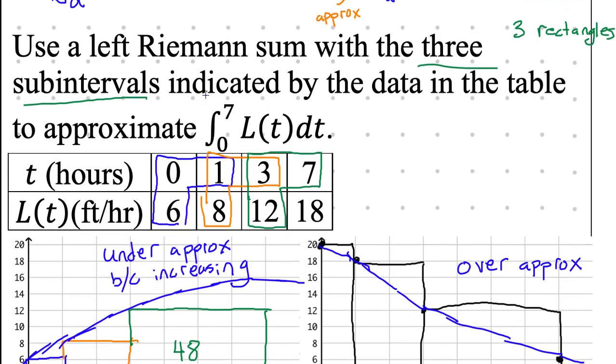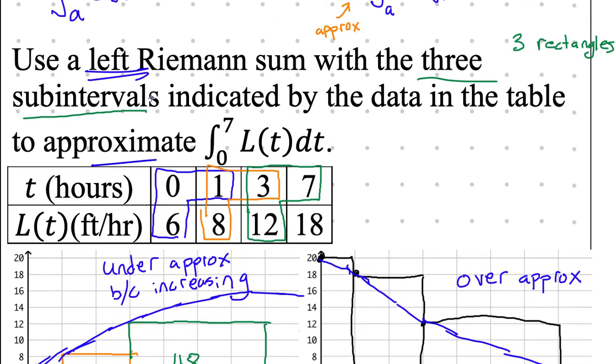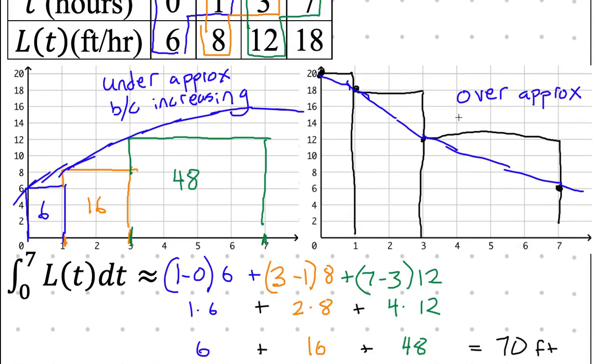And as Arrow said, this only applies to a left Riemann sum. When I say right Riemann sum, this is going to be flipped. And then an over approximation because this function was decreasing.